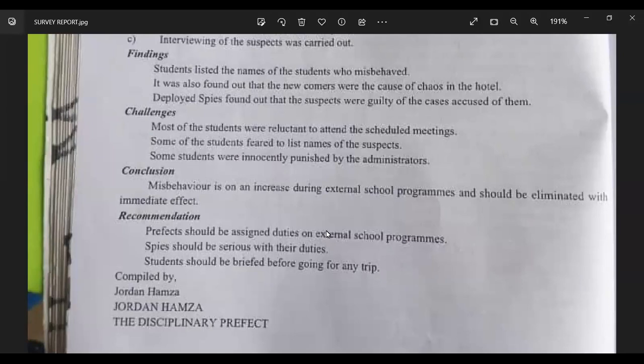What do you think? What has this survey showed you? What has your investigation showed you? Or what has your observation showed you? My observation has showed me that misbehavior is on an increase during external school programs and should be eliminated with immediate effect. It is more like giving your personal opinion and mentioning exactly what you want to be understood by the person that is reading your report.